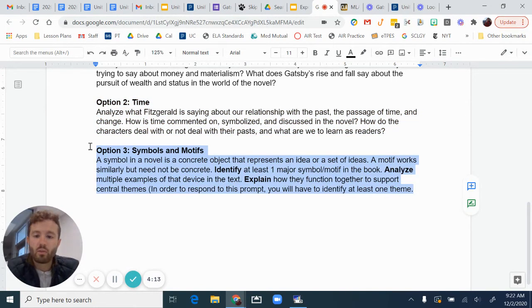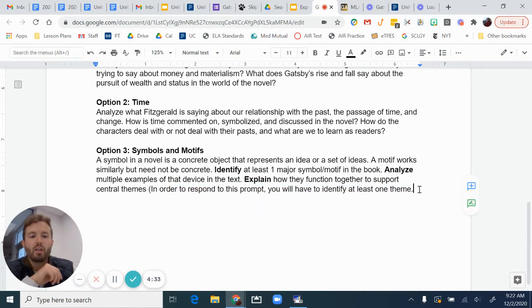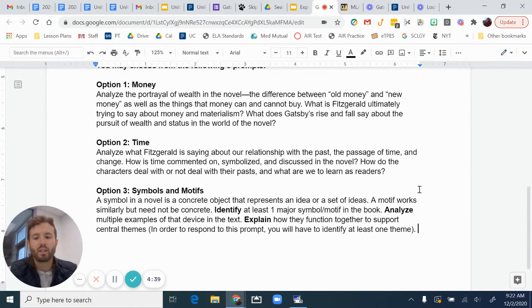Third, a symbol in a novel is a concrete object that represents an idea or a set of ideas. A motif works similarly, but need not be concrete. Identify at least one major symbol or motif in the book, analyze multiple examples of that device in the text, and explain how they function together to support central themes. Obviously, in order to respond to this prompt, you will need to identify at least one major theme clearly. Really, all the prompts require you to identify a theme, but this one especially is baked right in there to the question, so it's going to be particularly important.